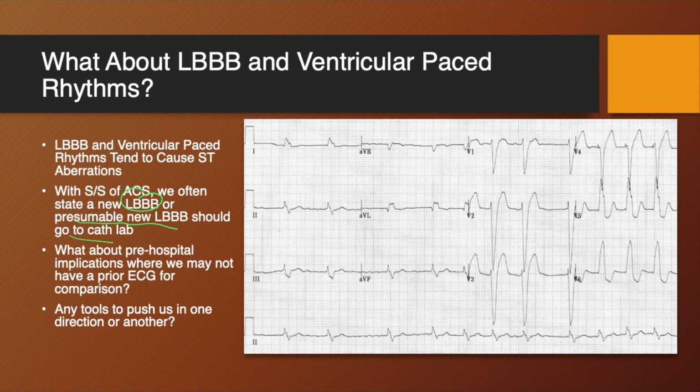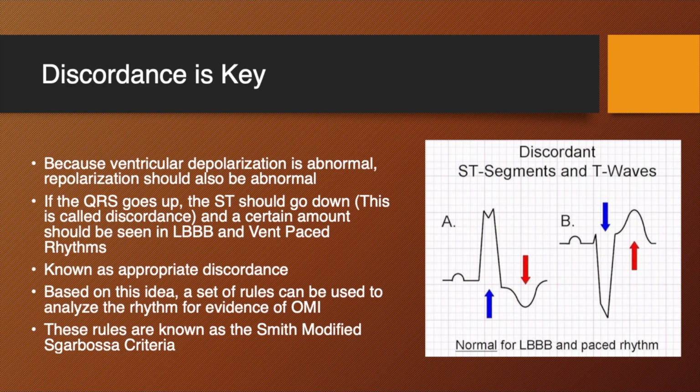Well, here's the thing. Are there any tools that might help us better categorize patients with left bundle branch block and ventricular paced rhythms, right? What about pre-hospital implications, right? Where we don't necessarily even have an old ECG we can pull or a prior ECG that we can compare. Are there any tools that can help push us in one direction or another? There absolutely are. And it really comes down to something known as discordance.